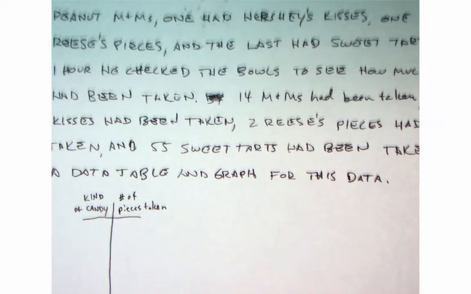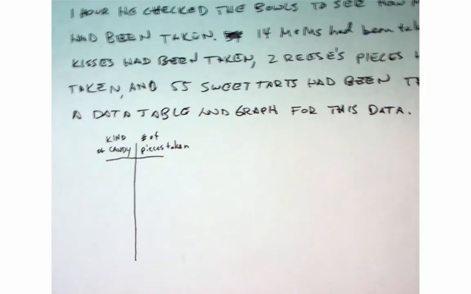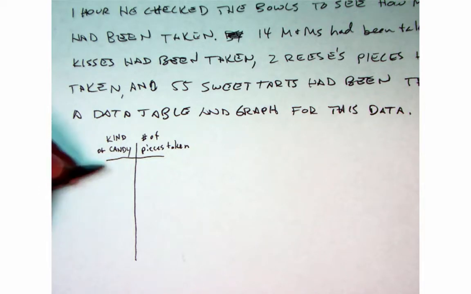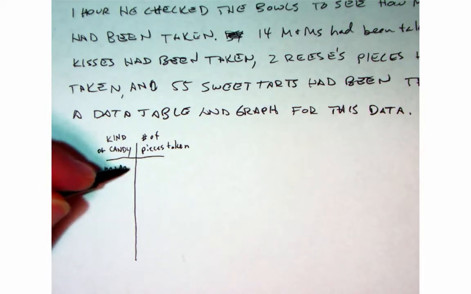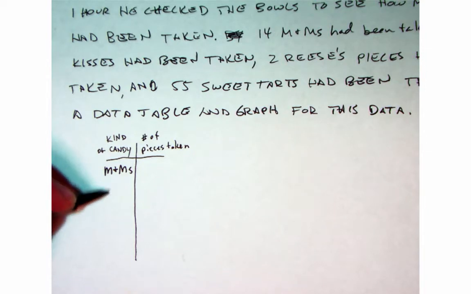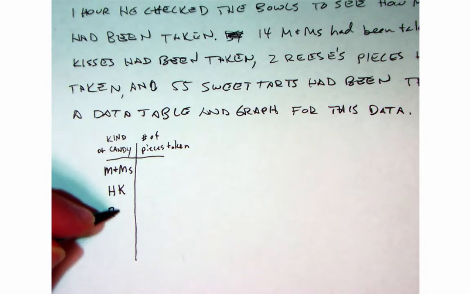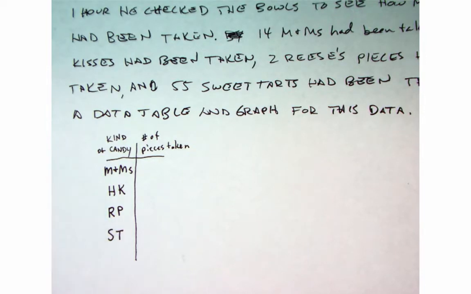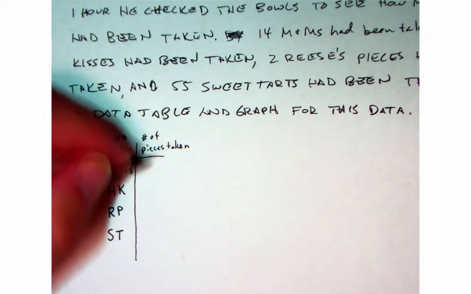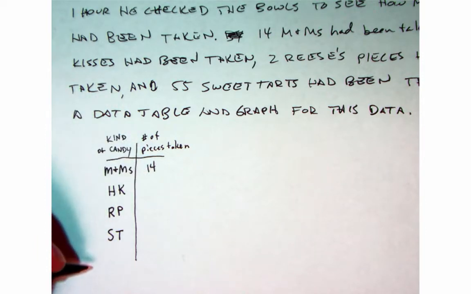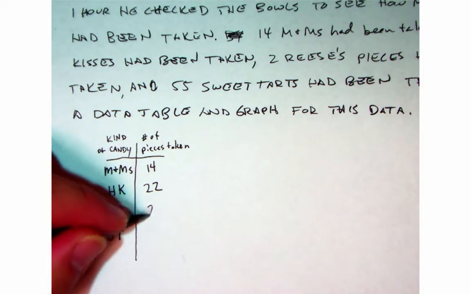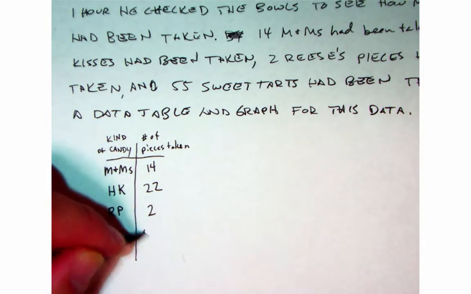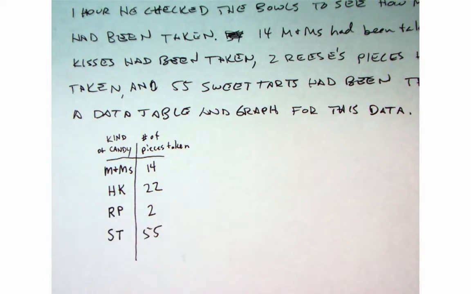Okay, so let's write down what those actual different kinds of candy were. We had M&Ms. We had Hershey's Kisses, I'm just going to abbreviate that with HK. We had Reese's Pieces, I'll abbreviate that with RP. And we had Sweet Tarts, I'll abbreviate that with ST. And M&Ms, there were 14 of them taken. Hershey's Kisses, there were 22 of those taken. Reese's Pieces, only 2 people took those, and Sweet Tarts, there were 55 taken. So this is my data table for this data.